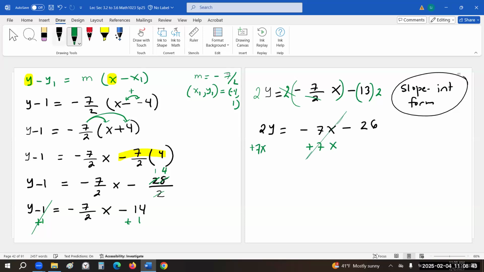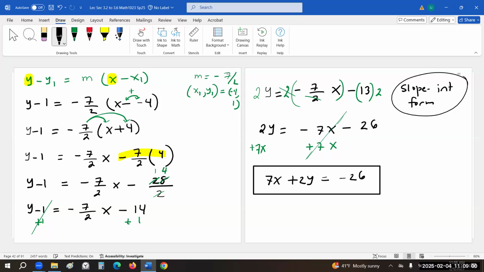And now we are happy because we have 7x and 2y next to one another. 7x is positive and we have no fraction left. What do you have on the other side? Negative 26. And now we are done. This is the standard form.